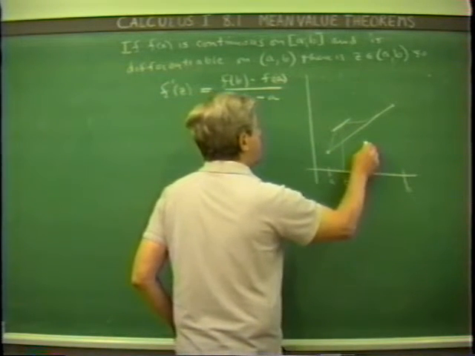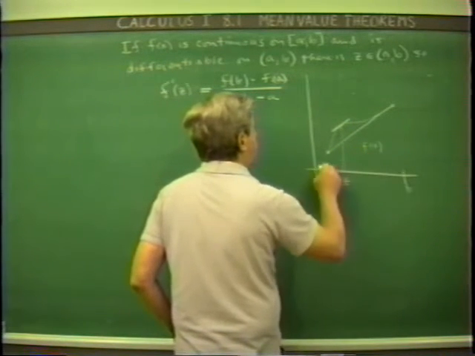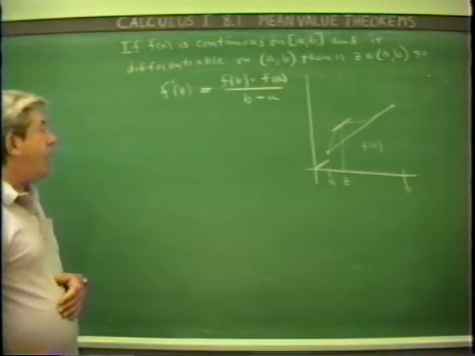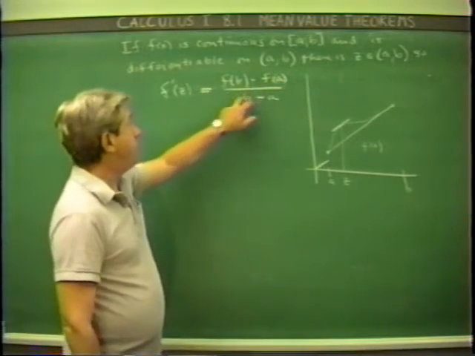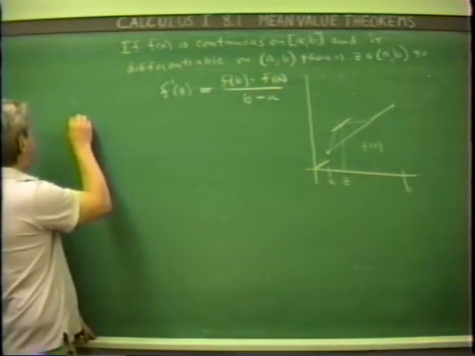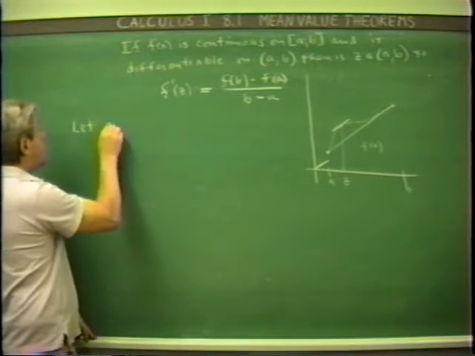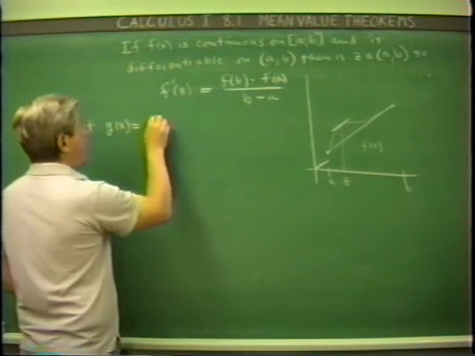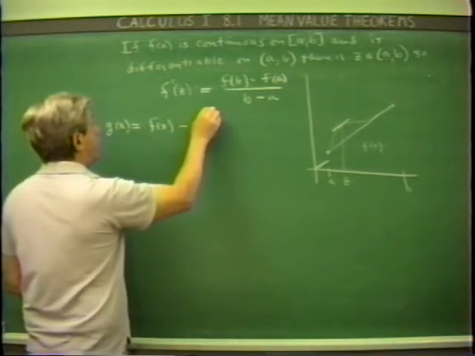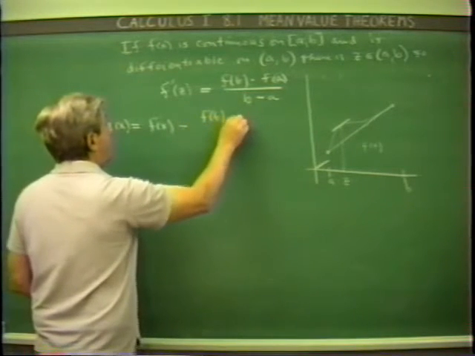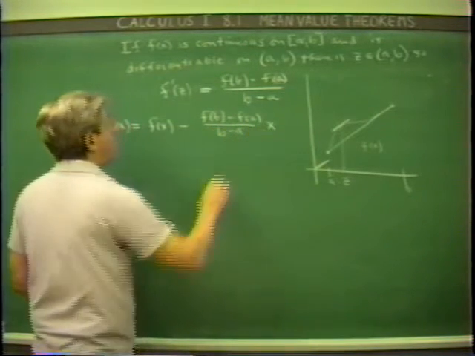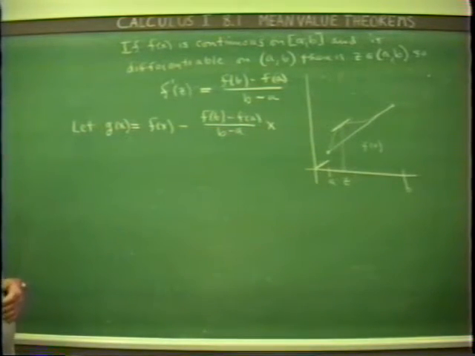We basically take the function f of x and we subtract the function which goes through the origin and has a slope f of b minus f of a over b minus a. That's to say, let g of x equal f of x minus f of b minus f of a over b minus a times x. Right.